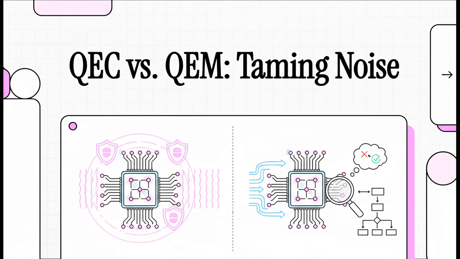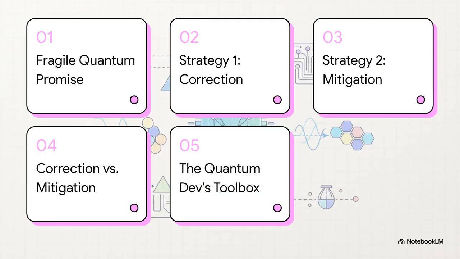Today, we're going to dig into the two main strategies for taming that quantum noise. Do you build a fortress to protect your data? Or do you hire a detective to find the truth after the crime has already been committed? Here's how we're going to break it all down.